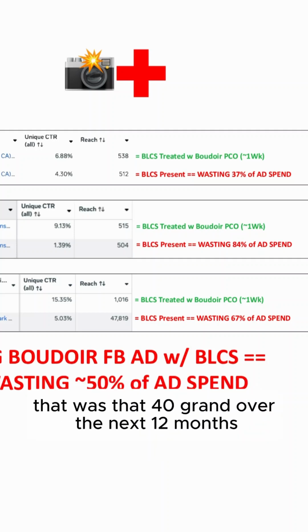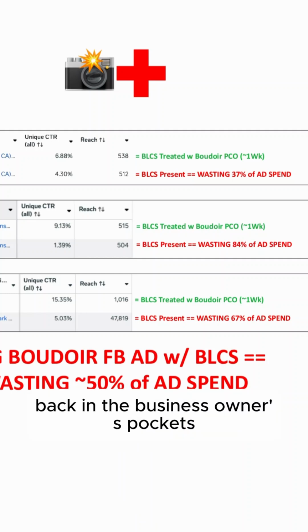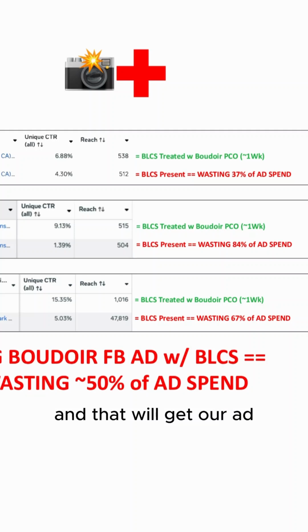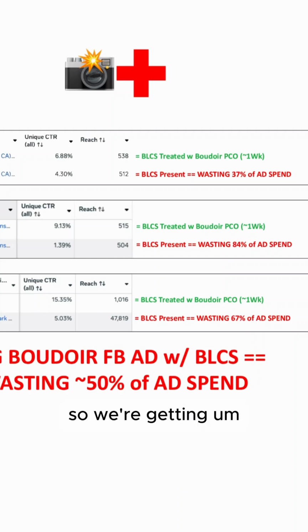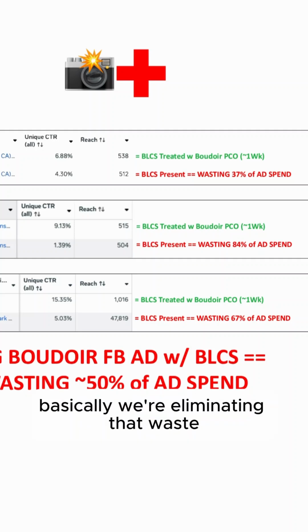So pocket that, what's that, 40 grand over the next 12 months, kind of phantom profit back in the business owner's pockets. And that will get our ad into the same number of women's brains as running the original ad at 10 grand a month. So basically we're eliminating that wasted ad spend and putting it back in our pocket.